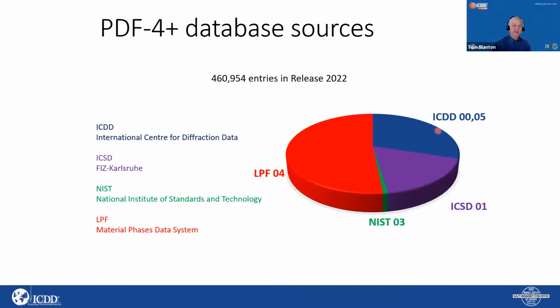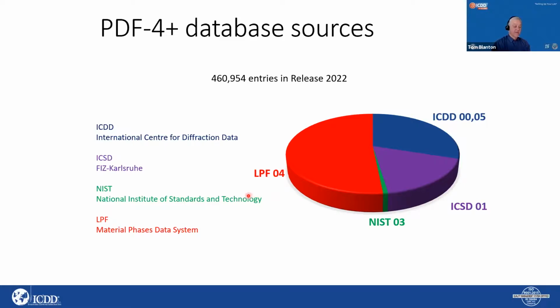PDF4 Plus does have the ICDD data. It also has ICSD data, the FIZ database, some data from NIST, and it has data from the Linus Pauling file. So it's primarily inorganic, but it also has the principal organic phases that you need for qualitative and quantitative analysis.